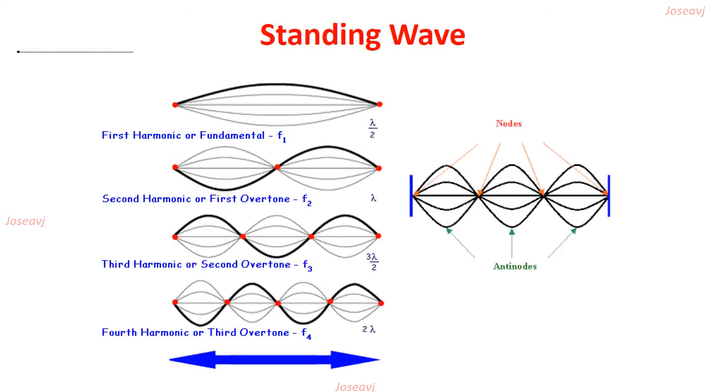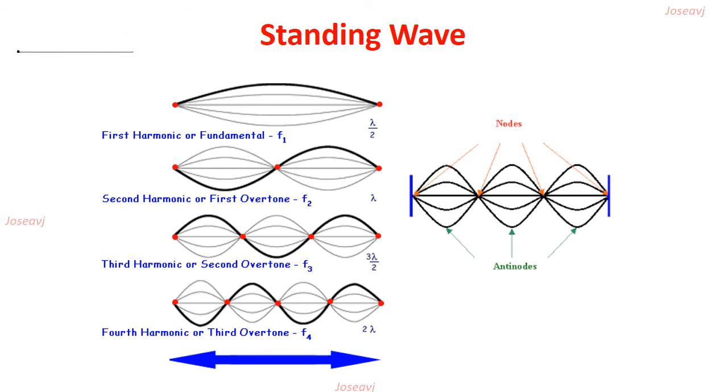Now we can derive the expression for frequency of transverse vibration of a stretched string. Before that, we should know what is a standing wave. A standing wave is a pattern that is created when two waves having same amplitude, same frequency, traveling in the opposite direction interfere with each other.